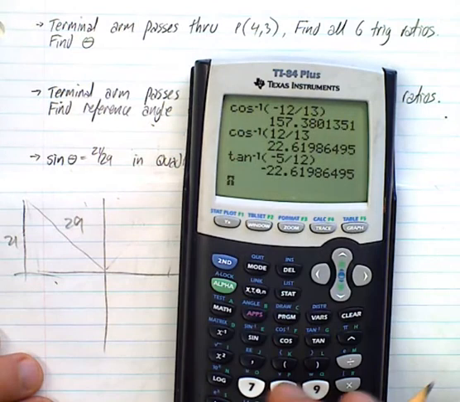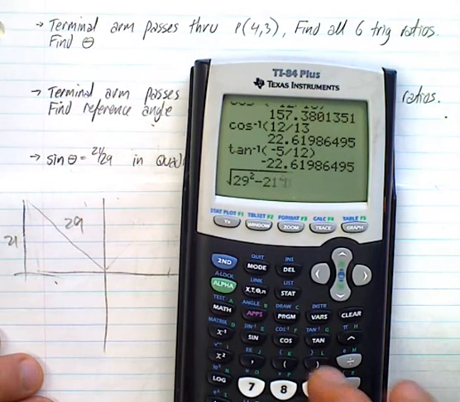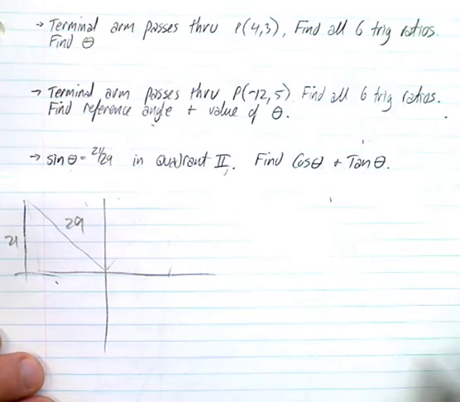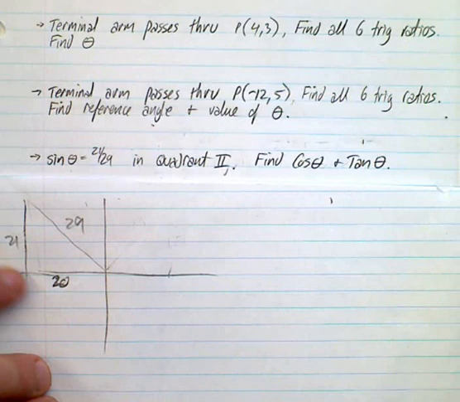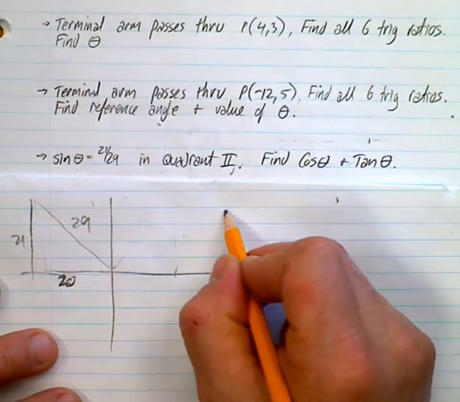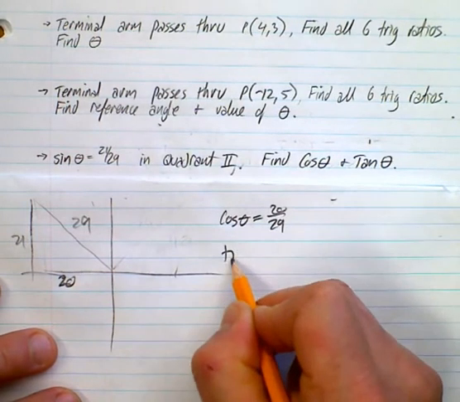So the square root of 29 squared minus 21 squared ends up giving us 20. Look at that, it's another triplet. So we've got 20, 21, and 29. So cos theta is pretty easy to find. It's 20 over 29. And tan theta is pretty easy to find right now too, because we've got the numbers.